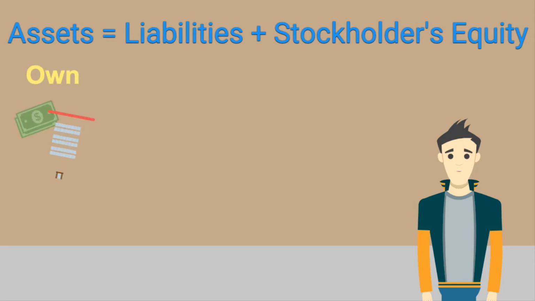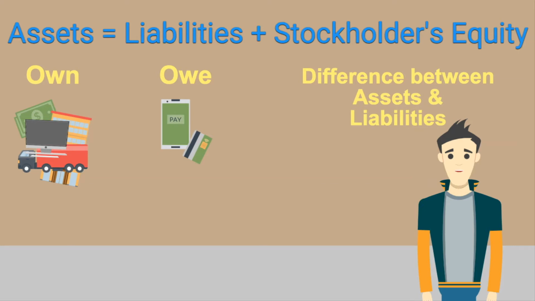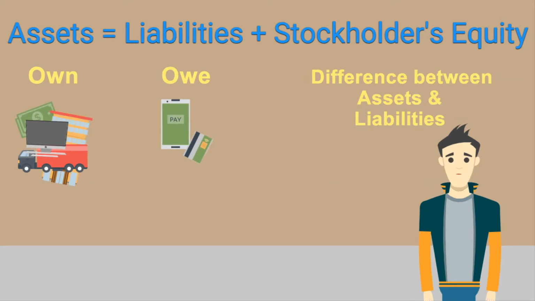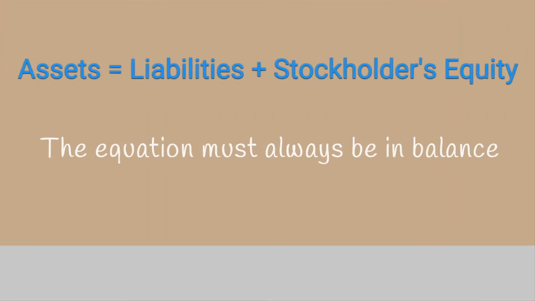Assets are things you own like cash, buildings, vehicles, and computers. Liabilities are things that you owe. You can owe to suppliers, vendors, creditors, and even employees. Stockholders' equity is the difference between assets and liabilities. The accounting equation must always be in balance.